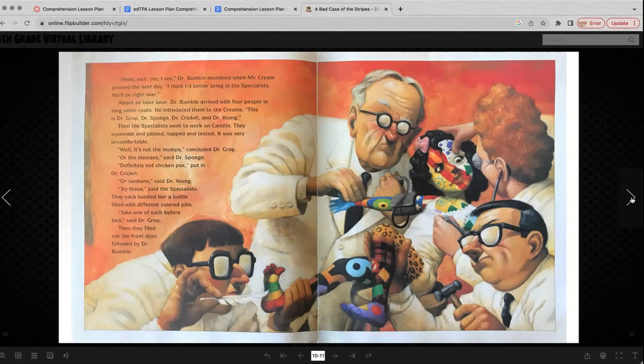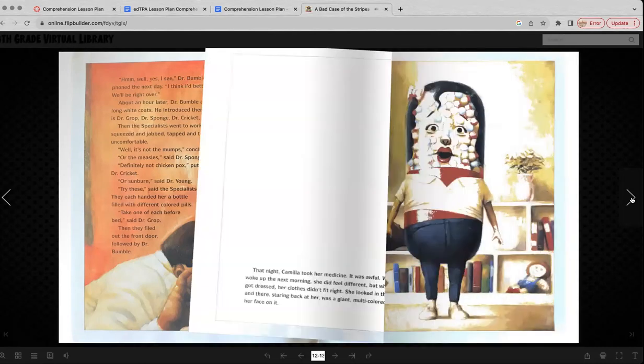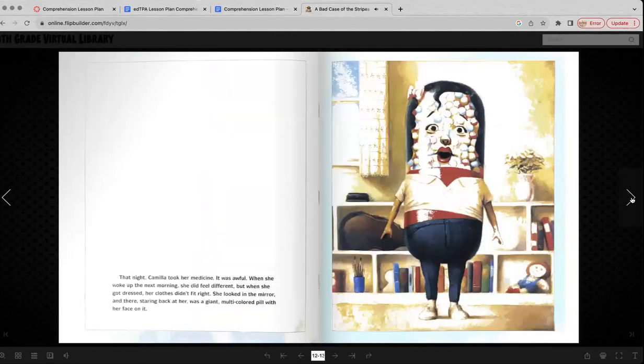Yeah, maybe nervous or overwhelmed, or confused. That night, Camila took her medicine. It was awful. When she woke up the next morning, she did feel different. But when she got dressed, her clothes didn't fit right. She looked in the mirror, and there, staring back at her, was a giant multicolored pill with her face on it. Why do you think that Camila turned into a pill?